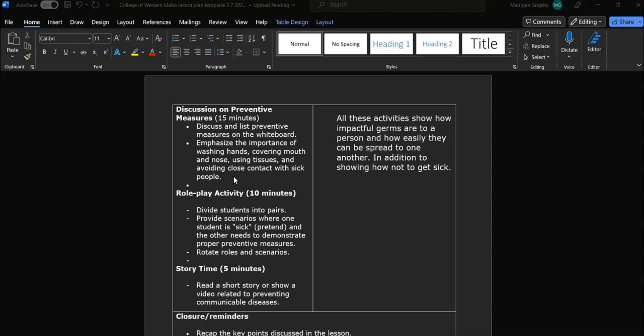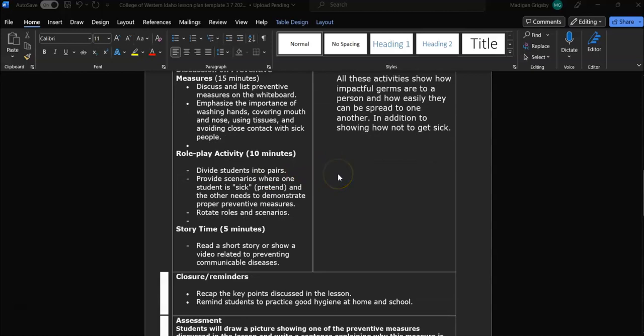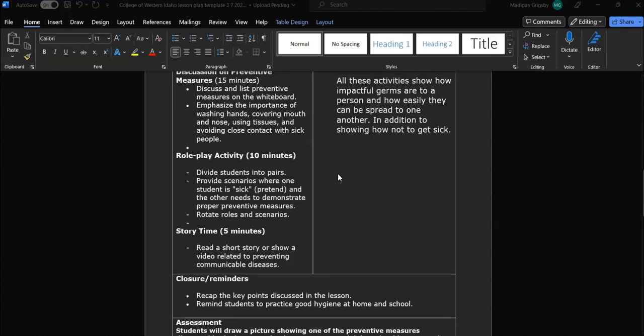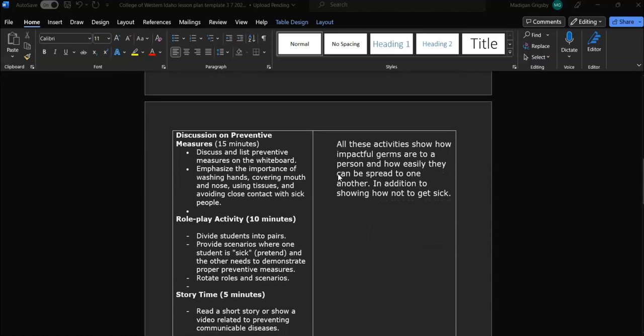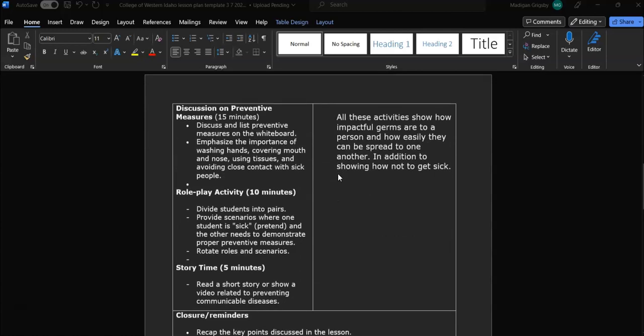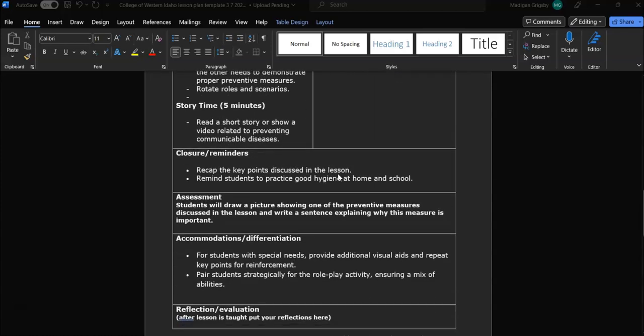We'll do a role-playing activity, which will take about 10 minutes, which includes dividing students into pairs and providing scenarios where one student is pretend sick, and the other student needs to demonstrate proper preventative measures, rotating roles and scenarios. The last activity would be story time, reading a short story or showing a video related to preventing communicable diseases. We do all these activities to show how impactful germs are to a person and how easily they can be spread to one another, in addition to showing how not to get sick, with real life examples.